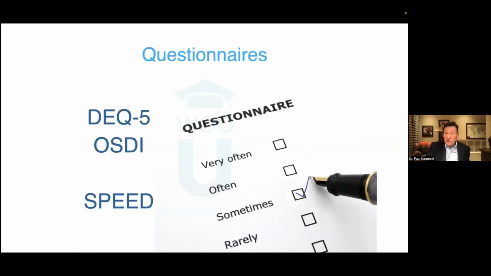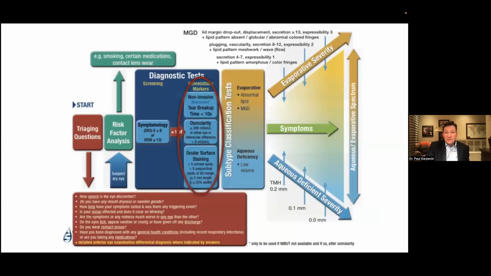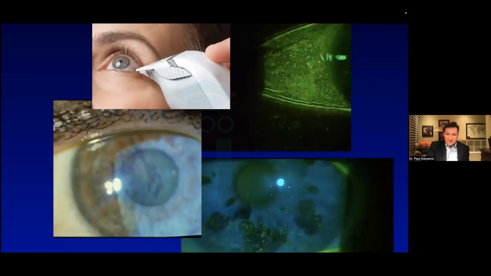Some people say just questionnaires. That's a handy way to do it, DEQ-5. I like the SPEED questionnaire and the DEQ-5 more than OSDI. I think OSDI is better for research maybe, but it just gives you an idea of if they have the dry eye, or you can just ask them in their history. And then according to TFOS DEWS 2, you got to do one of these things. I'd say do 2. Osmolarity, if you're really into dry eye, is a great tool. But tear breakup time, which you see over to your left, or ocular surface staining. Those are the 2 I'd recommend if you're talking about a course for everyday dry eye, because you don't need to do all the advanced things at that stage.